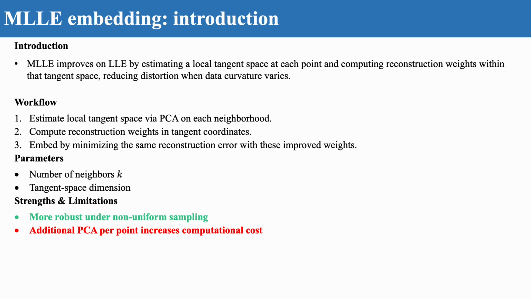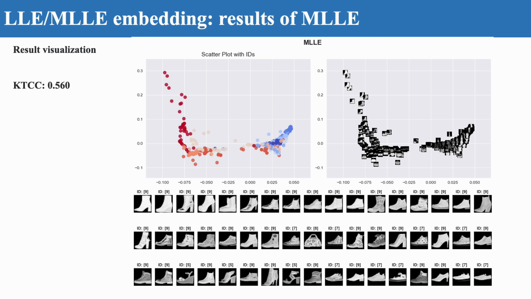Then the modified LLE improves on LLE by estimating a local tangent space at each point and computing reconstruction weights within the tangent space, reducing the distortion when data curvature varies. However, in our results, MLLE still struggled with global alignment, achieving a slightly improved Kendall's tau of 0.56. While MLLE better handles local curvature, it does not fully resolve the challenge of global structure preservation.